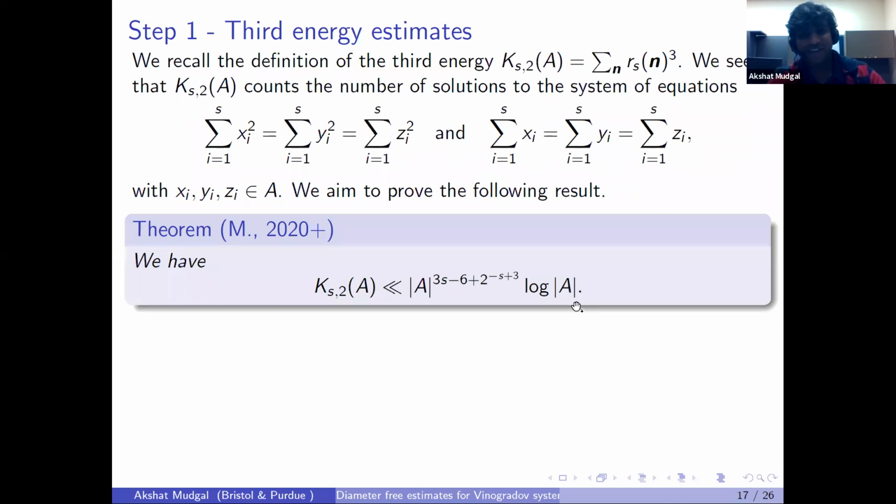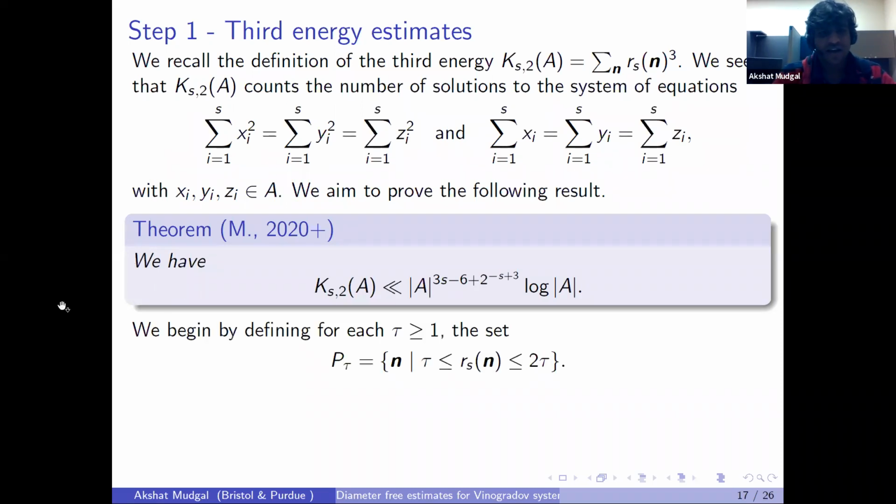And our experience with these exponentially decaying factors tells us that in an ideal world, the true conjectured upper bound would be a to the power 3s minus 6, but we have an exponentially decaying factor. That's the best we can prove. And so we'll get on with it.